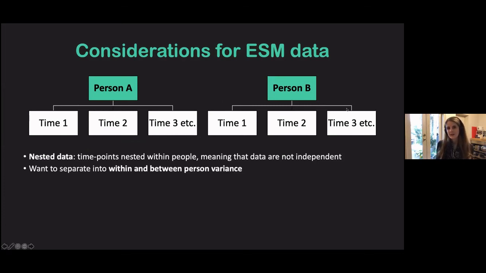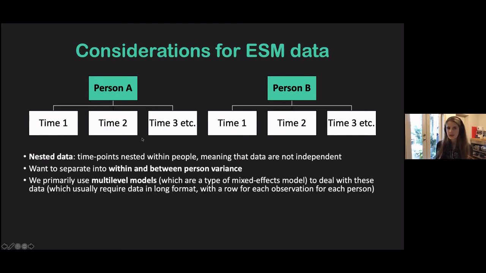And you want to also think about how you can separate this between person variance we talked about earlier, that these two people are different, from a within person variance, that these two people change within themselves across situations. To do this, we primarily use multi-level models. That's a type of mixed effects model, so you may have also heard that term, or mixed model. Those deal with this nesting in the data and also allow us to separate into within and between person variance.